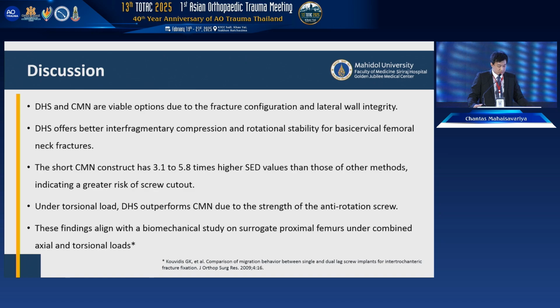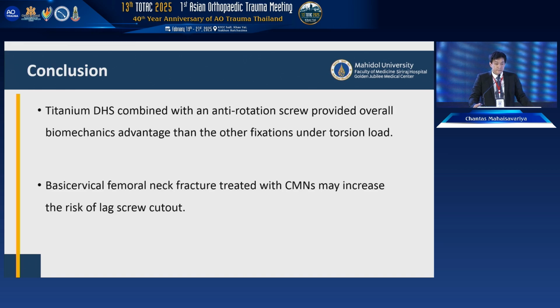Under torsion load, the dynamic hip screw outperformed the cephalomedullary nail due to the strength of the anti-rotational screw. This finding is aligned with the biomechanics study on the surrogate proximal femur under combined axial load and torsion load, which has been published previously.